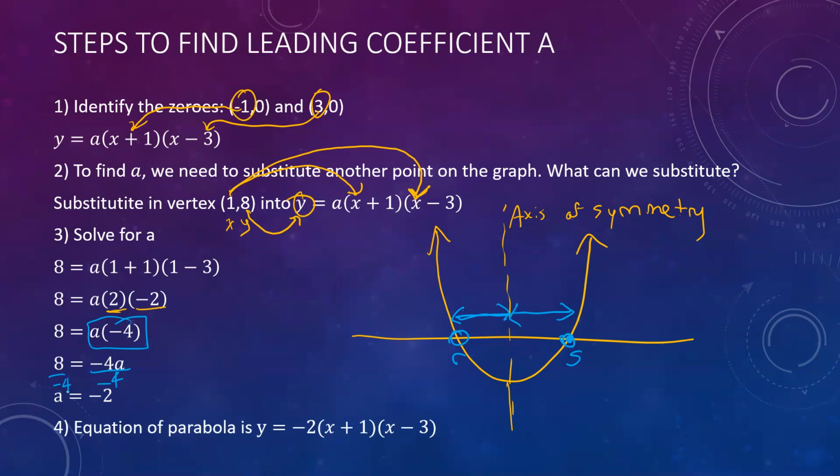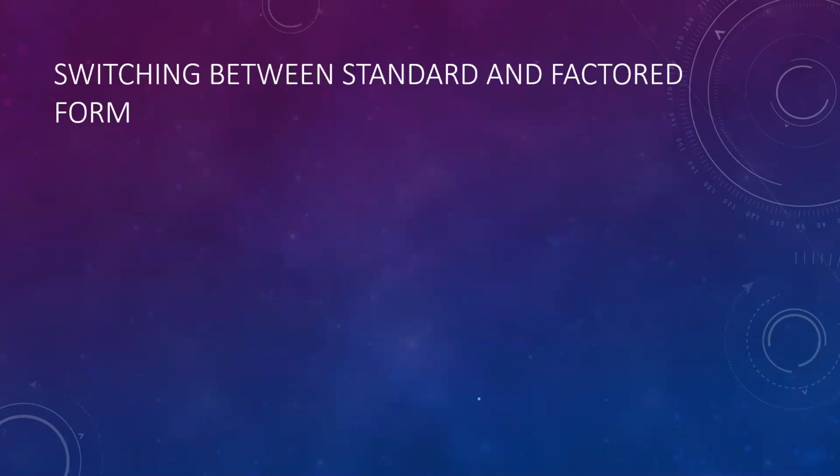So my last step here, put it all together. If you know what the a coefficient is, the leading coefficient there, you simply sub it into your function. So you end up getting y is equal to -2. So instead of writing a, I'm going to write -2 because I found it now. Is -2 times x plus 1 times x minus 3. And there is your final equation. So I hope that kind of makes sense so far.